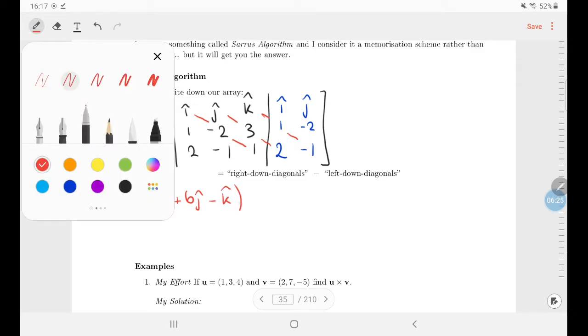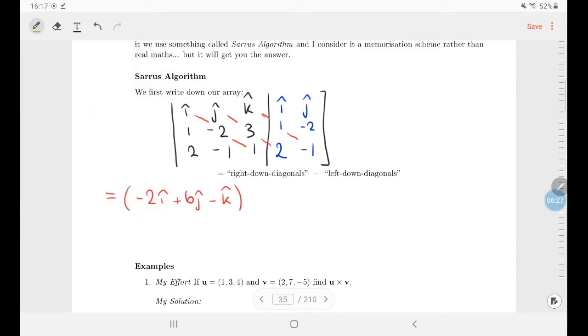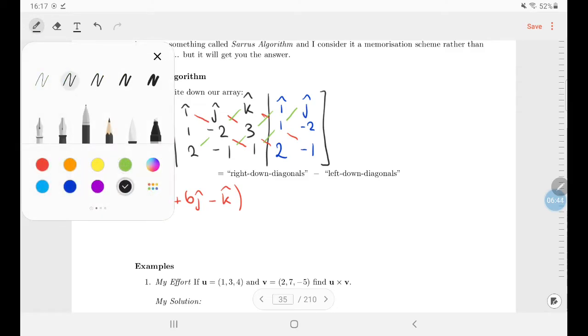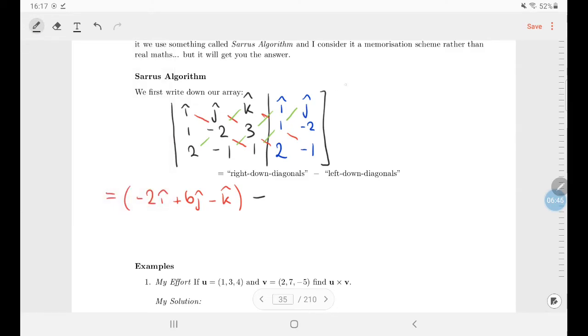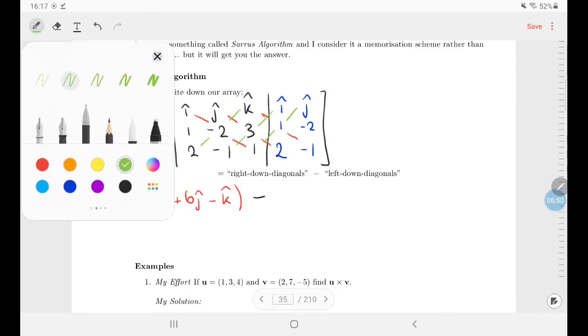Now, how about your left down diagonals? Your left down, and they have to be these full diagonals. Now you multiply along the diagonals. J multiplied by 1 multiplied by 1. I multiplied by 3 multiplied by minus 1. K multiplied by minus 2, and be careful with the signs, multiplied by 2. Take away the left down diagonals.